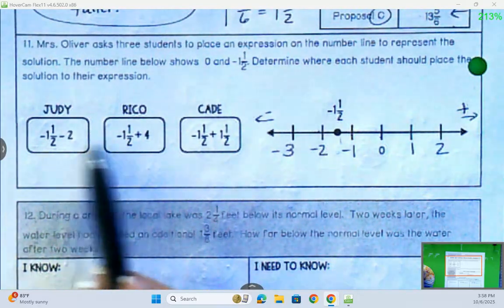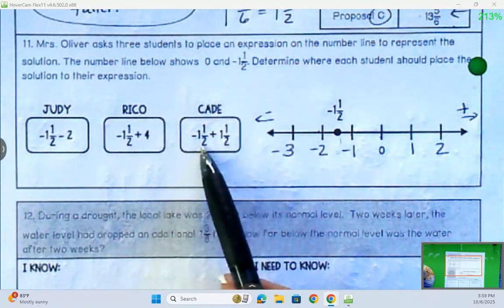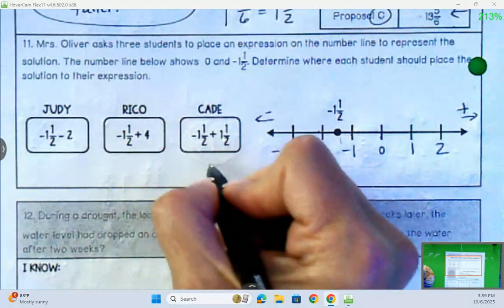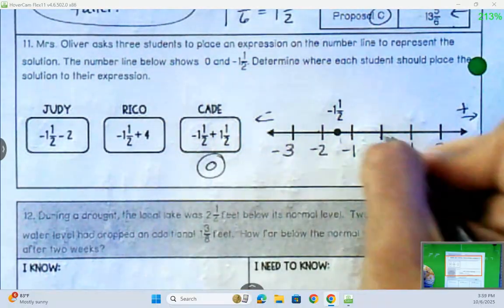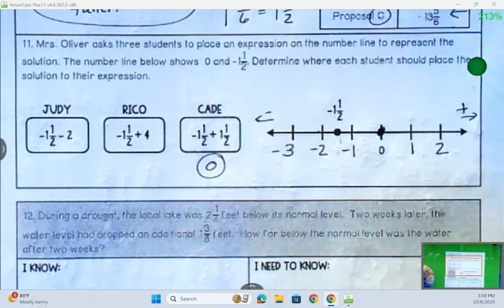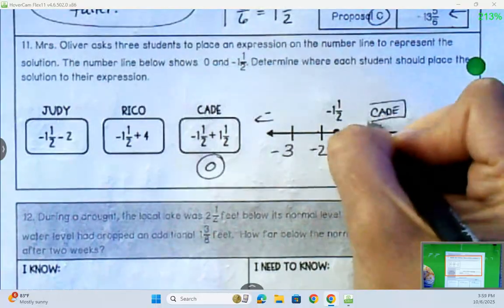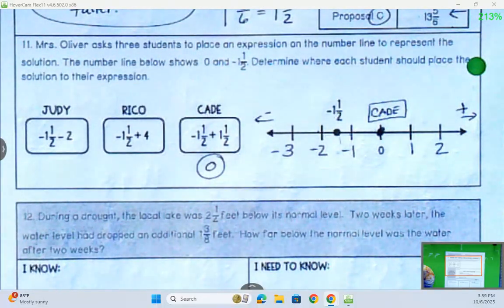Okay, first thing that stands out to me is Kate's value here. We have negative 1/2 plus 1/2. Those opposites add up to 0. So I'll place a dot here for Kate. And the other two I'm going to have to work out.